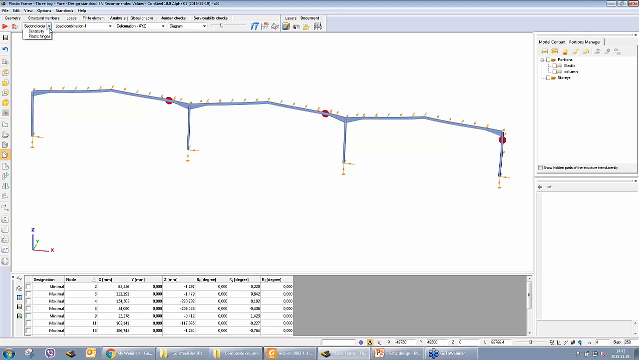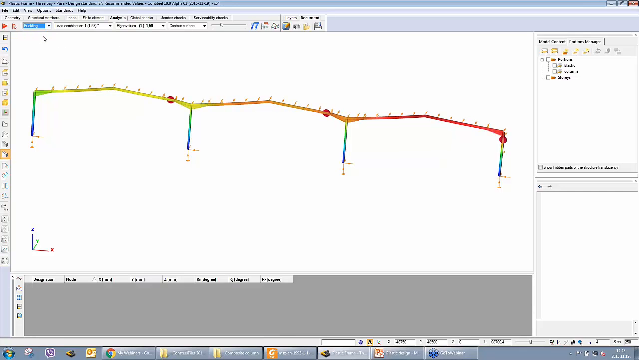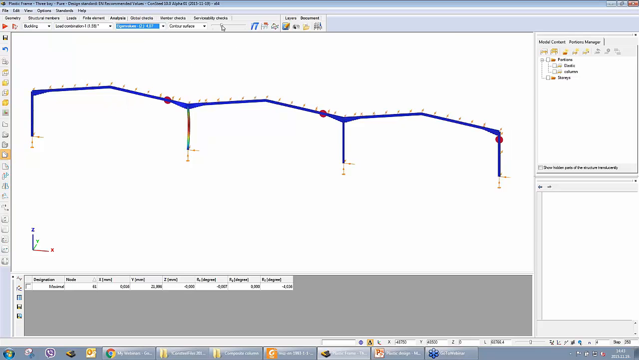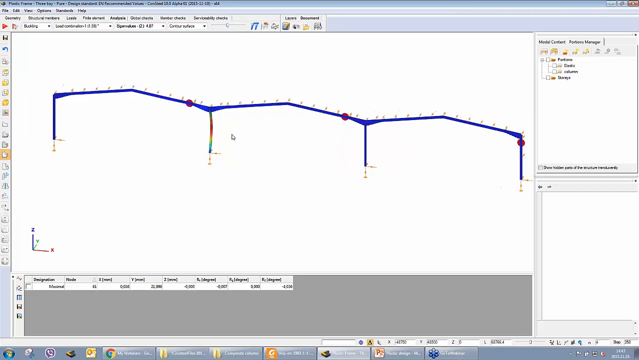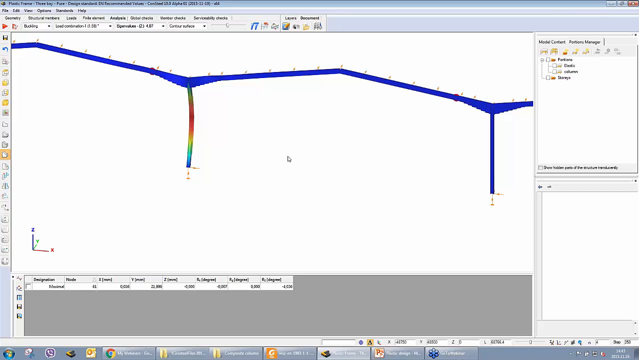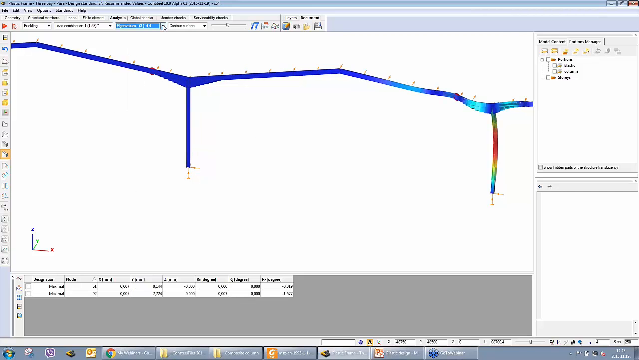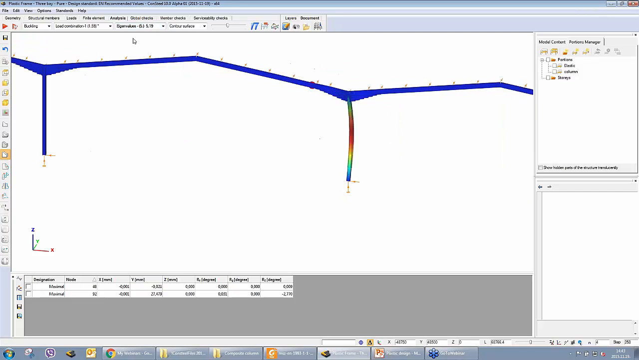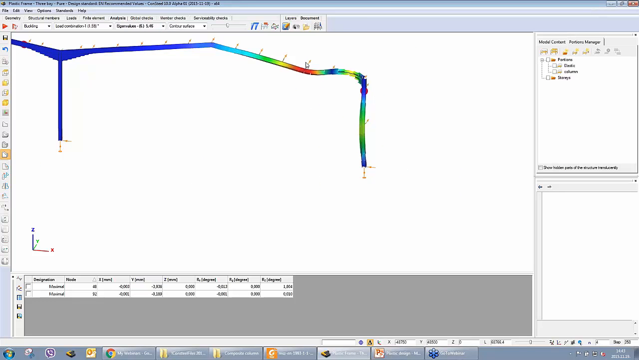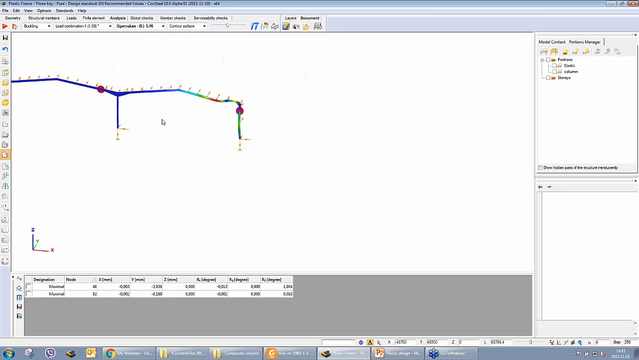But if we see, for example, not the in-plane but the out-of-plane buckling results, we can see that those are now a little bit different. So now the dominant out-of-plane buckling mode is a buckling of this internal column, because it is fully unrestrained. And only at a higher level we see some out-of-plane buckling of this corner region.